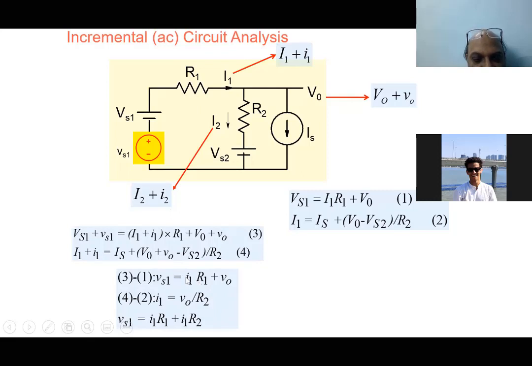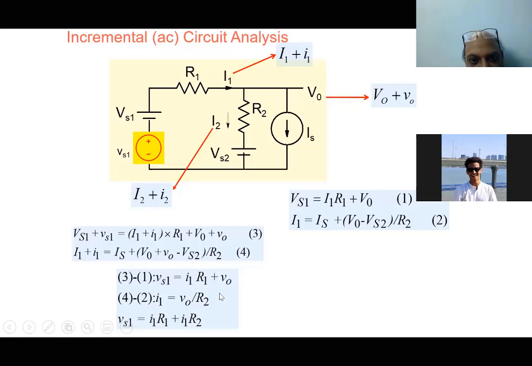So note that in incremental circuit analysis, the goal is to find out what are the relationships between the changes in currents and voltages, okay? So we get these equations here. These equations, if you note, tell us the relationship between this change VS1 and the change in current I1 and the change in voltage V naught here. So it's a set of equations which describe changes in currents and voltages.